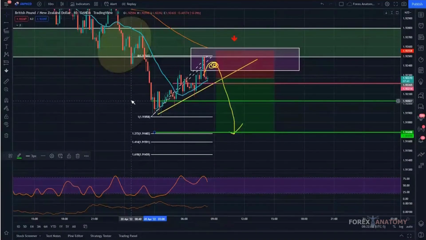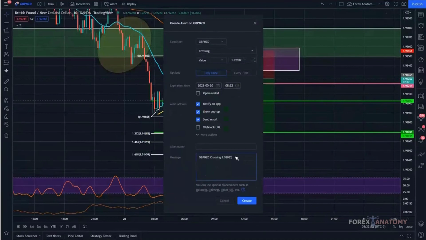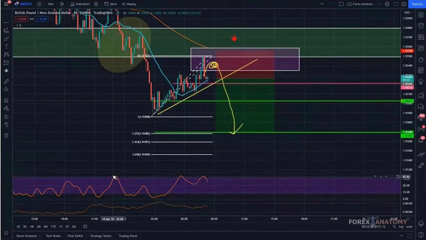Let me actually do this as well. Let me add an alert here and say TP non-hit. Take partial if you want to. Take partial profit if you want to at TP1.